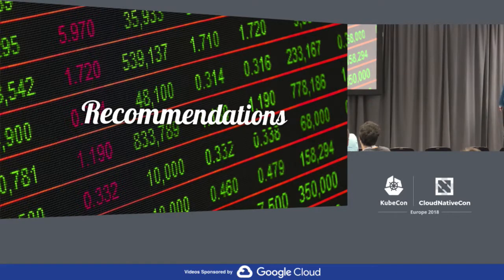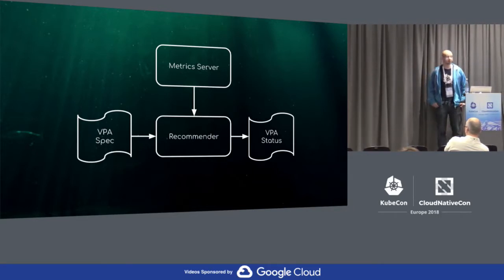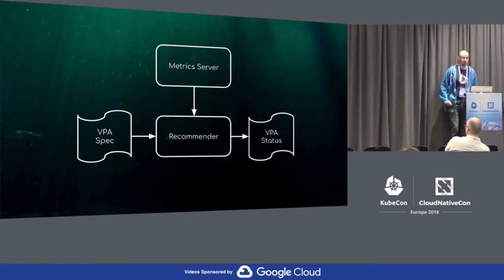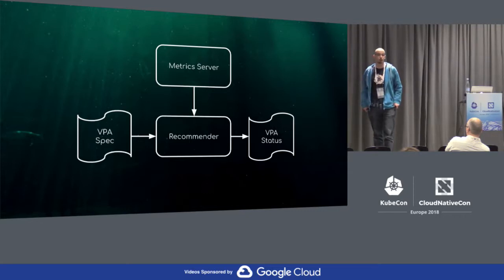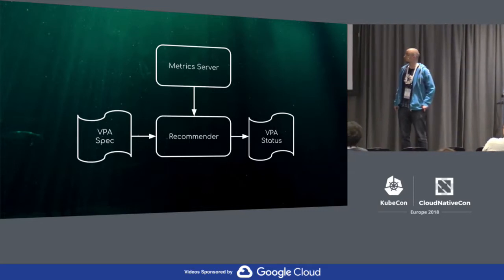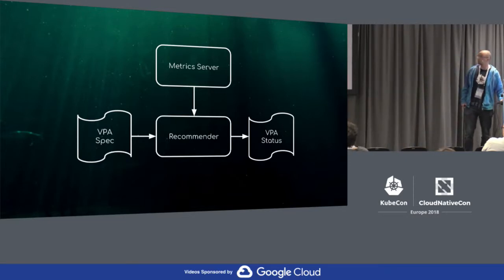Calculation of the recommendation is an important part of the vertical pod autoscaler. Recommendations are calculated based on the observed real-world usage. The vertical pod autoscaler component periodically asks the metric server, formerly Heapster, for the current usage of the containers. It also monitors the current set of vertical pod autoscaler objects, and based on that, it calculates what the sizes of the containers should be, and puts this recommendation in the VPA status field.